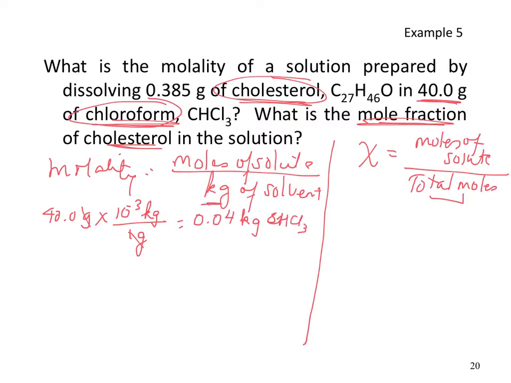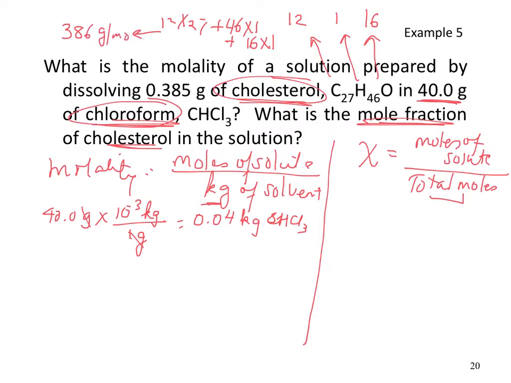So all you have to determine now is the moles of solute. Just for the sake of simplicity, I want you to use 12 for carbon, 1 for hydrogen, and 16 for oxygen. And so if you had to determine the molar mass, you would say 12 times 27 plus 46 times 1 plus 16 times 1, and that is going to give you the molar mass of cholesterol. If you work out the math, that should come out to be 386 grams per mole.